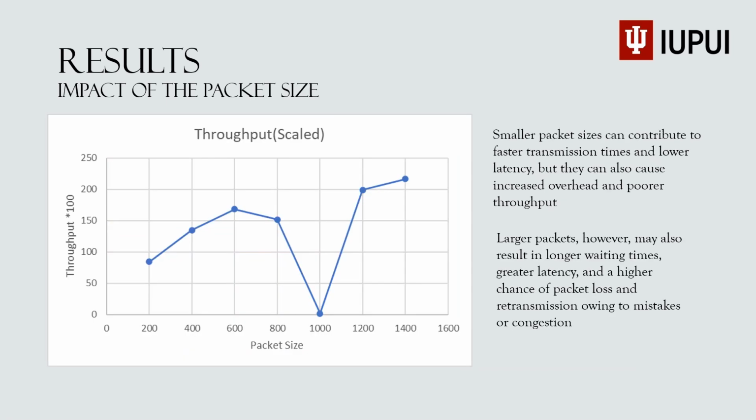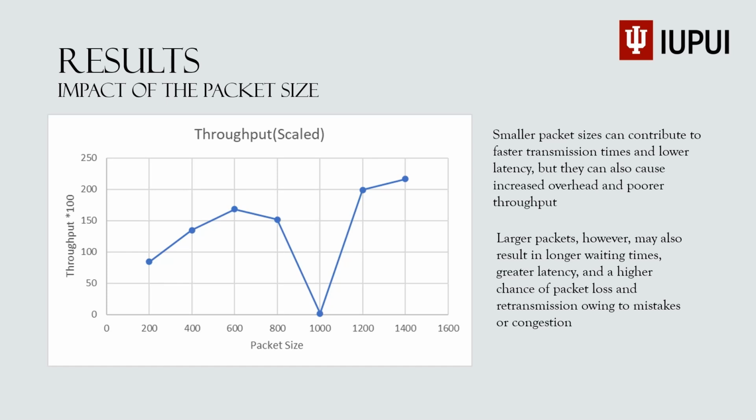Impact of the packet size. Smaller packet sizes can contribute to faster transmission times and lower latency, but they can also cause increased overhead and poor throughput. This is so that the additional header and other control information may be included in each smaller packet, which can limit the amount of valuable data that can be transmitted in a given length of time. On the other hand, by lowering the amount of overhead per unit of data, higher packet size can boost the throughput. Larger packets, however, may also result in longer waiting times, greater latency, and a high chance of packet loss and retransmissions.